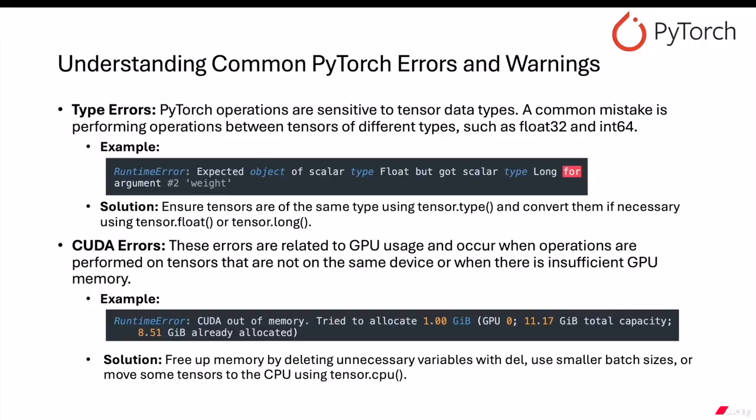Type errors. PyTorch operations are sensitive to tensor data types. A common mistake is performing operations between tensors of different types, such as float32 and int64. This is an example of the error: RuntimeError: Expected object of scalar type Float but got scalar type Long for argument #2 'weight'. Solution: ensure tensors are of the same type using tensor.type() and convert them if necessary using tensor.float() or tensor.long().